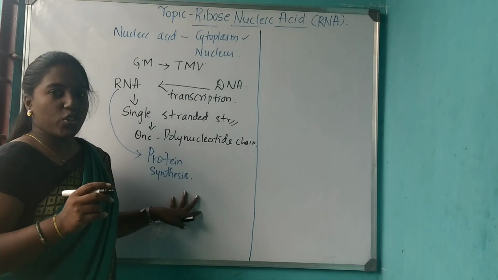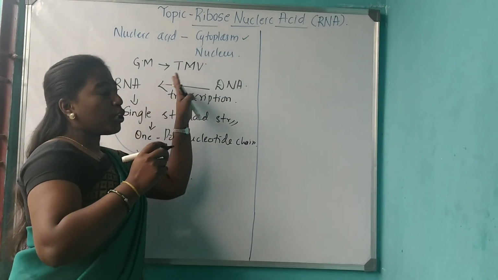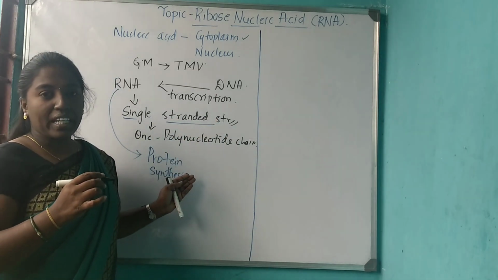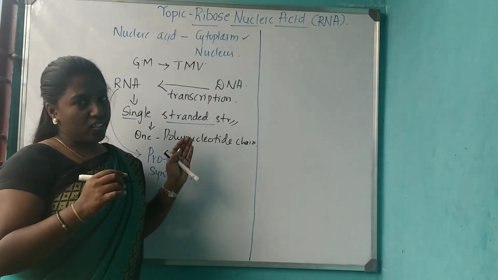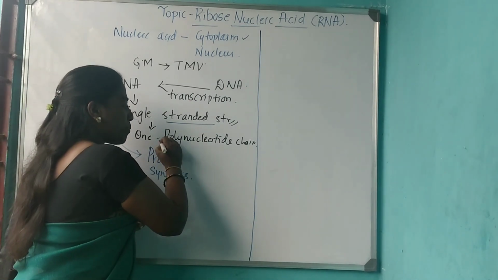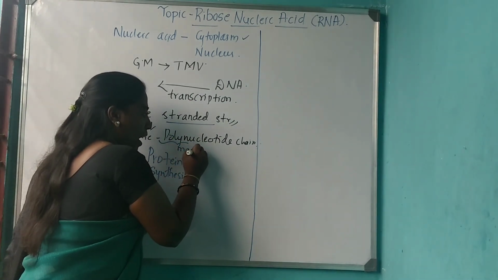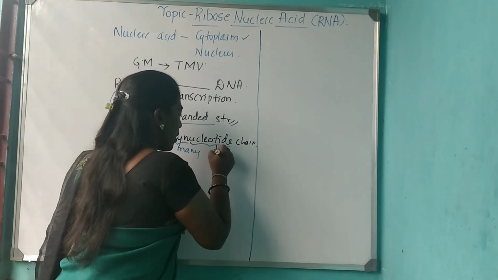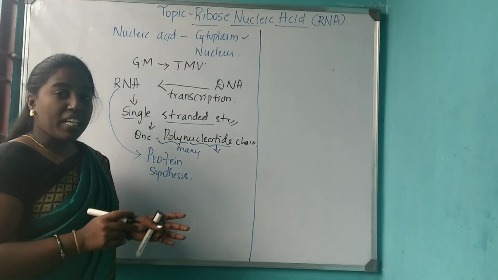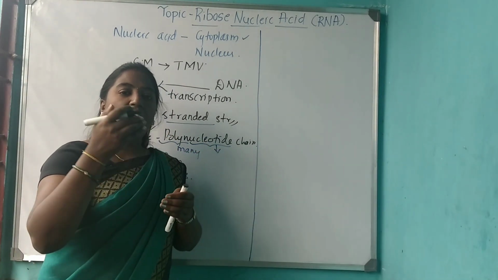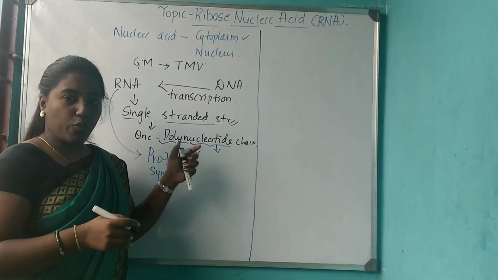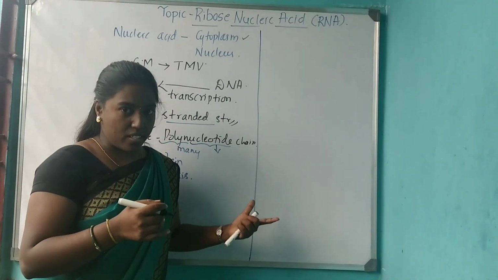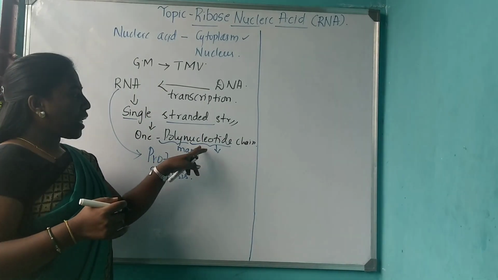So this is the introduction of RNA. As I told you, RNA is single-stranded. It is made up of only one polynucleotide chain. Poly means many, and it is made up of nucleotides. That means many nucleotides are linked with one another to form a large structure called polynucleotides.